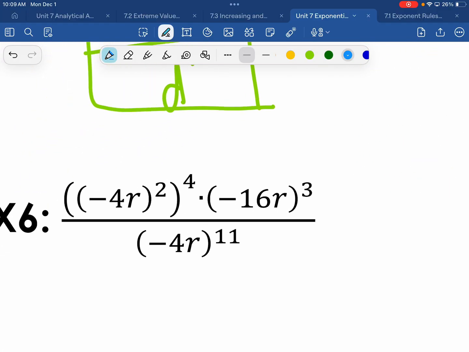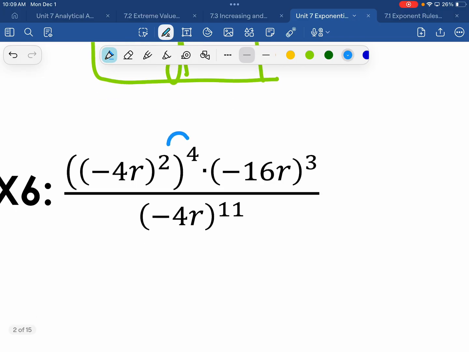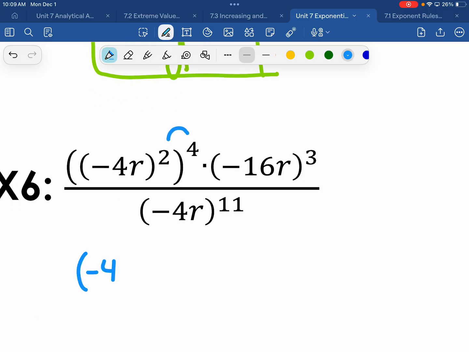Okay, so let's go over here. I'm seeing this guy right here that I'm going to multiply. So 4 times 2, which is going to be 8.